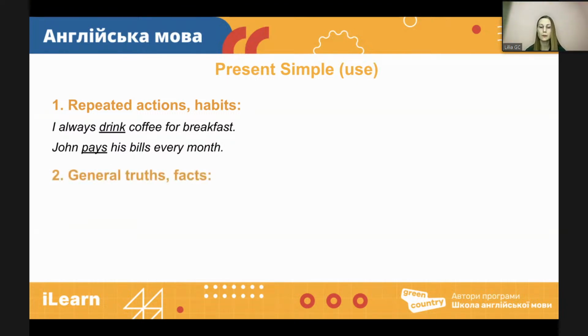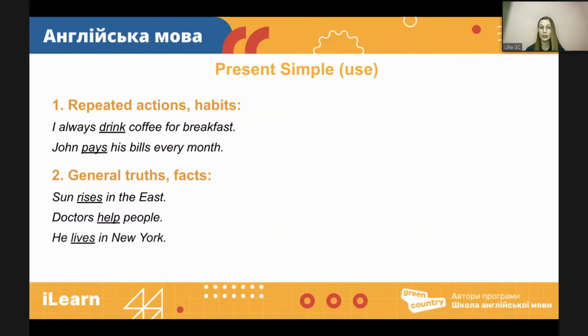Also, we use present simple for some general truths or facts that exist no matter what time we mention. Like here, sun rises in the east. No matter what part of the world we are in, it's always like that. It's always in the east. Or doctors help people. Again, general fact about this profession. He lives in New York. Again, if it's not his travel there, but a typical thing for this person, we use present simple.